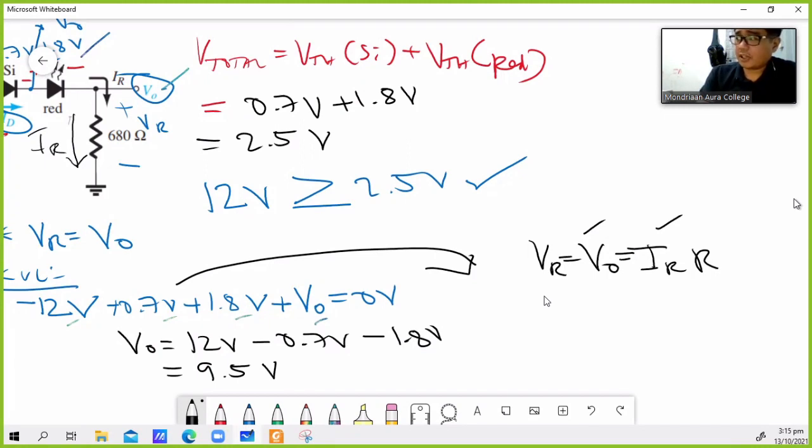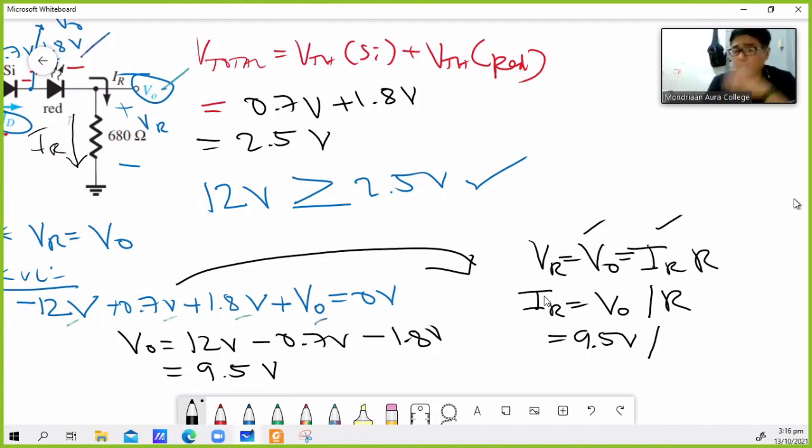But we can rearrange the equation. I sub R is equal to V out over R. So that is equal to 9.5 volts divided by, ano yung resistor natin? 680 ohms. Gawin natin kilo ohms para matik na naka-milliampere siya. So 680 ohms is the same as 0.68 kilo ohms. Okay. So 9.5 divided by 0.68 is equal to 13.97.